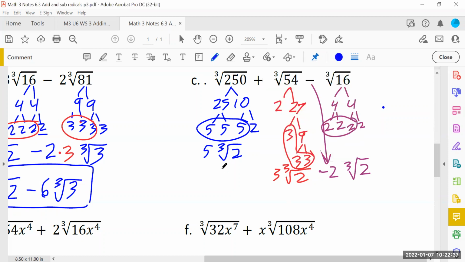Let's bring down that 5 cube root of 2 that we had from before. Put it all together. They're all cube roots of 2. So I'm going to combine them. 5 plus 3 is 8. 8 minus 2 would be 6 cube roots of 2. Are we okay there?